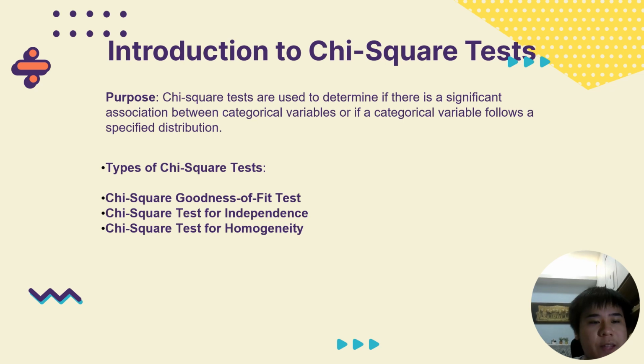Chi-square goodness of fit test is to test if a single categorical variable follows a specific distribution. Chi-square test of independence tests if 2 categorical variables are independent. Chi-square test for homogeneity is to test if the distribution of a categorical variable is the same across different populations.